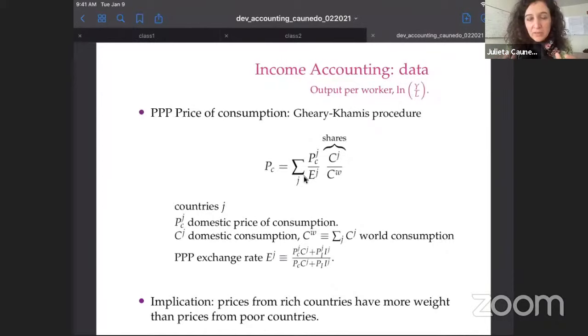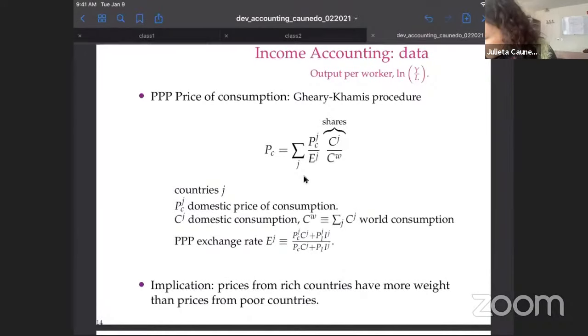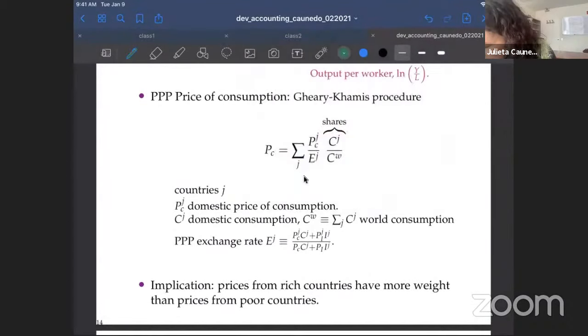Now, how do you construct these prices? What I want you to get from this procedure is that you're basically going to have an aggregator, so the sum across countries of the price of a consumption good. Suppose that all there is in an economy are apples, okay? So you're going to price apples in different countries. That's P_jc, okay? And then you're going to turn these prices into a common unit, using an exchange rate, that's going to be the PPP exchange rate. I'll get back to this in a second.